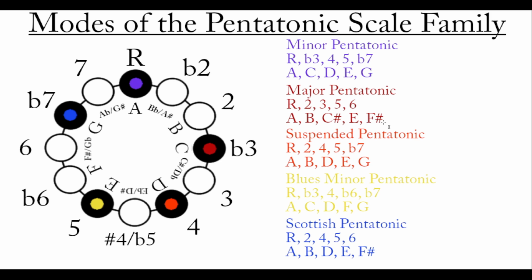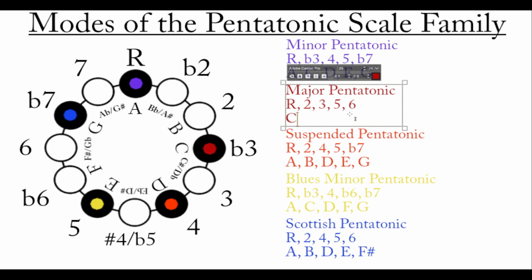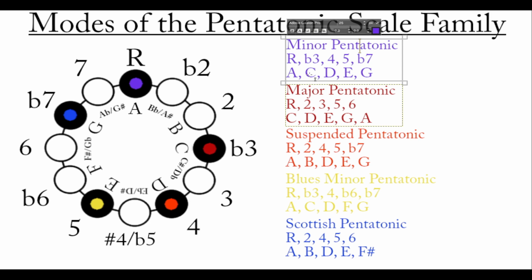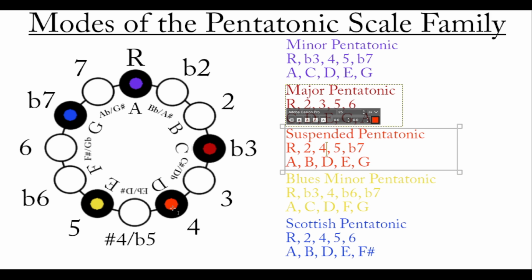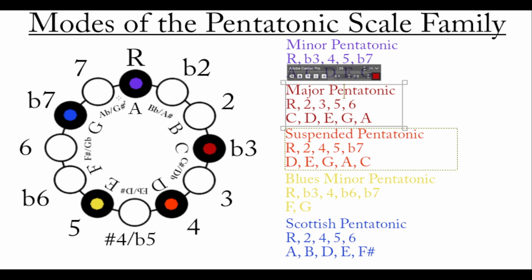And we're going to just change something about major pentatonic. So this is actually, in this case, going to be C, D, E, G, A. Now we can see that C major pentatonic is the same series of notes in the same order, but just starting at a different place. Now let's do suspended pentatonic. So we're starting this one on C. Okay, so we got D, E, G, A, C as our suspended pentatonic.